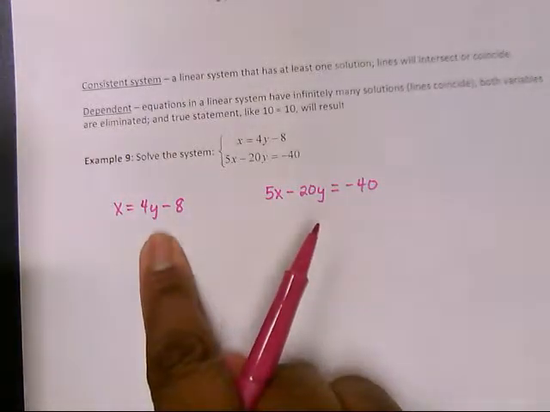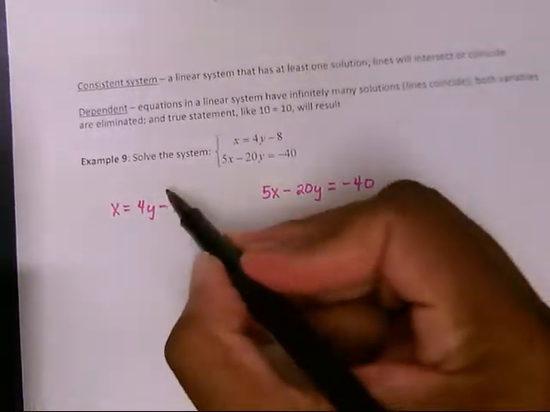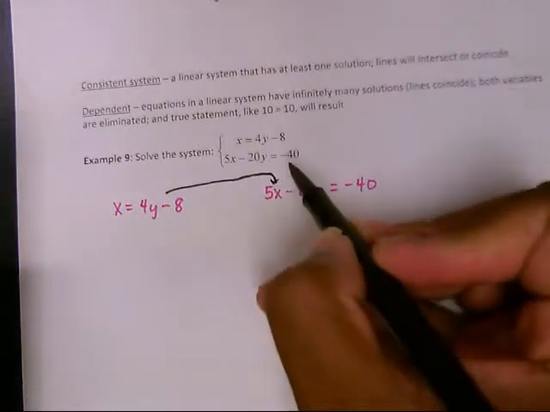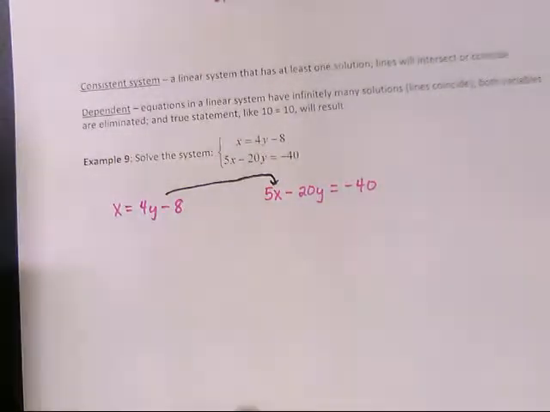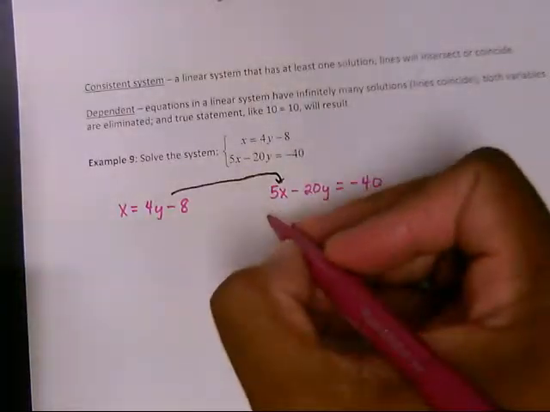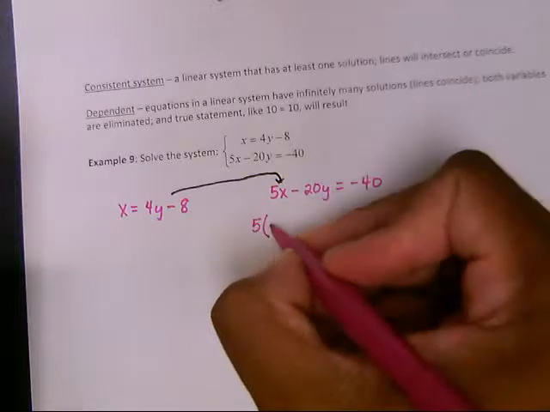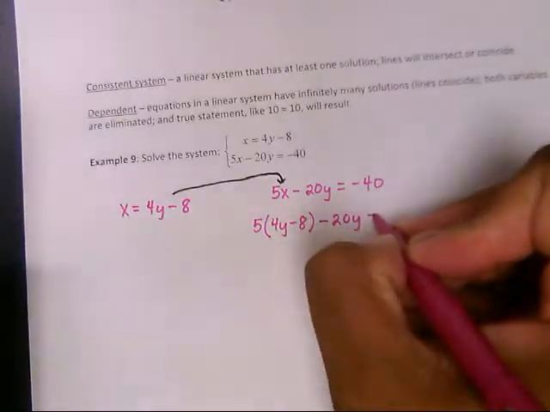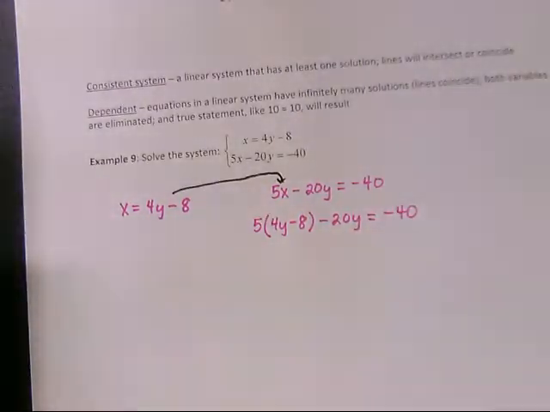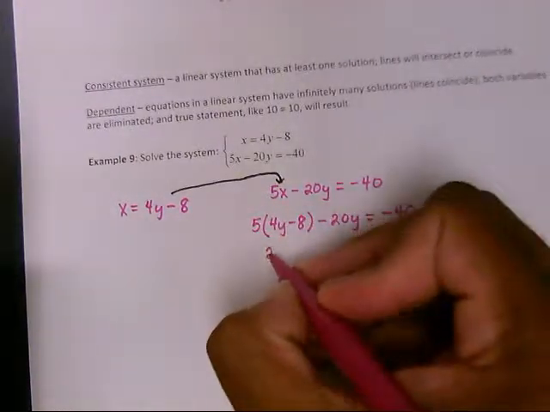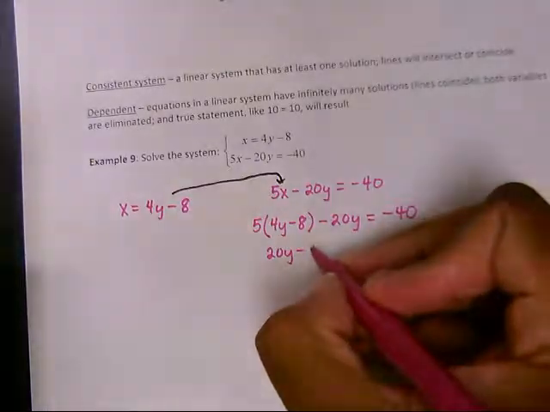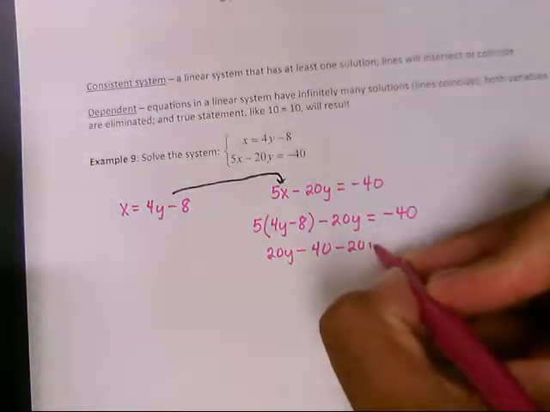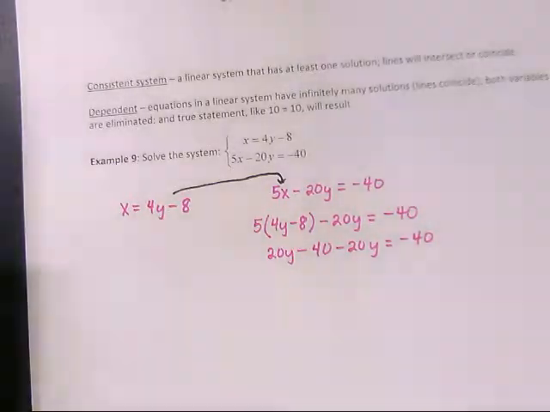Since x is equal to 4y minus 8, I will take that 4y minus 8 and substitute it for x in this second equation here. That way I will have an equation in a single variable. Now when I do that, I'm going to have 5 times, this x being substituted with the 4y minus 8, and then minus 20y equal negative 40. Now, simplify the left side using the distributive property. This will be 5 times 4y, which is 20y, minus 5 times 8, which will be 40, and then minus 20y equal negative 40.